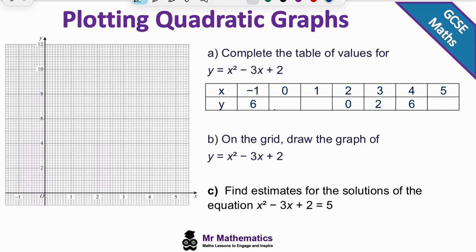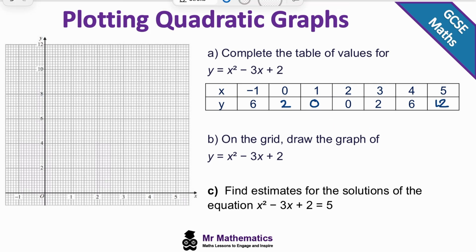Welcome back if you gave it a go. We'll begin when x equals 0. y will be 0 squared minus 3 lots of 0 plus 2. And that will just give us positive 2. When x equals 1, y will be 1 squared minus 3 lots of 1 plus 2. And that will give us 0. And then when x equals 5, y will be 5 squared minus 3 lots of 5 plus 2. And that will give us 12.